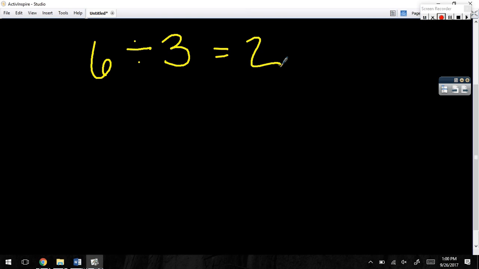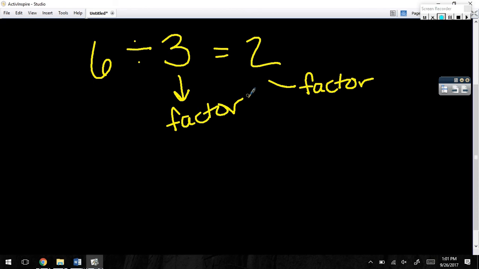Okay, if I said, what is 6 divided by 3? Do you agree that there's no remainder? Yes. So because there's no remainder, that tells me that 2 is a factor and 3 is a factor. Do you agree with that? Yes. And what happens with those two factors? In other words, how can you rewrite an expression or an equation given those two factors? 3 times 2.